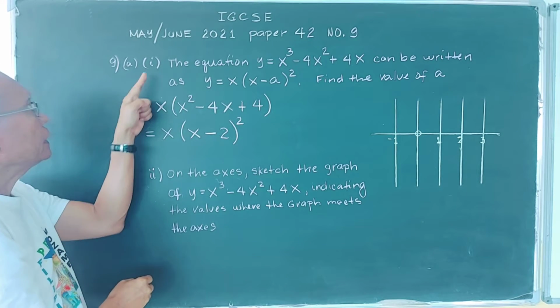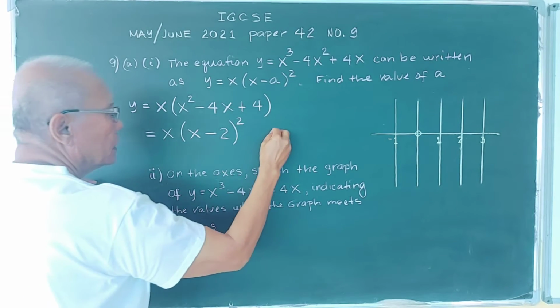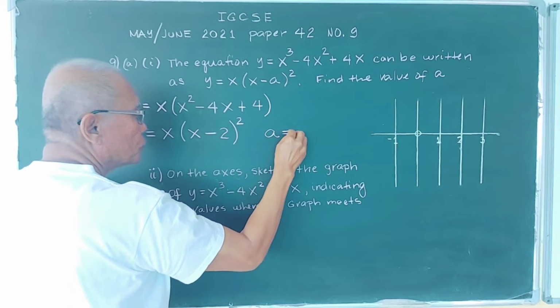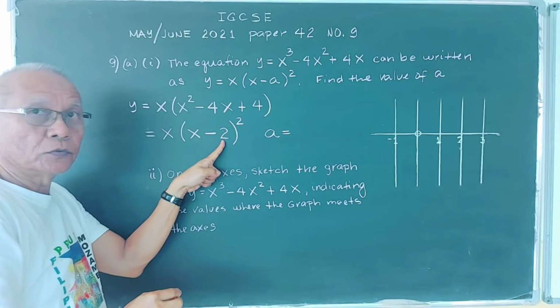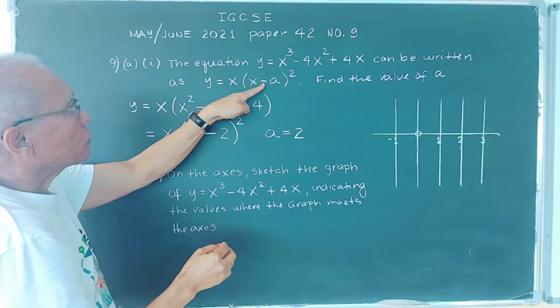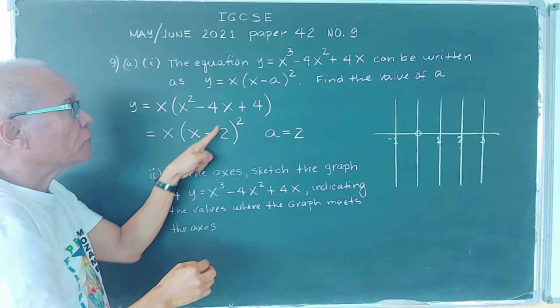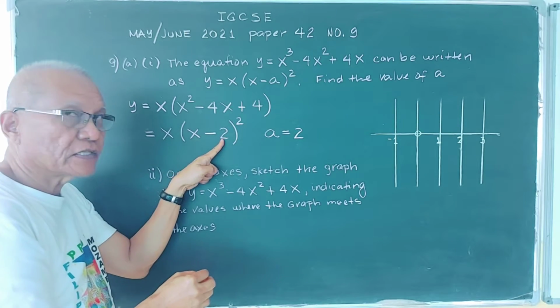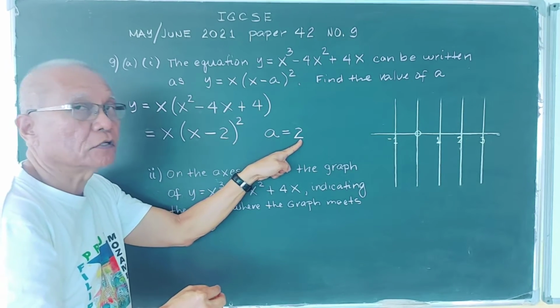So our a is equal to 2 here. Don't include a sign because that one is negative, that one is negative. We'll just get this number, which is positive 2.